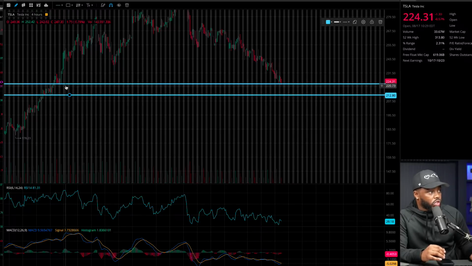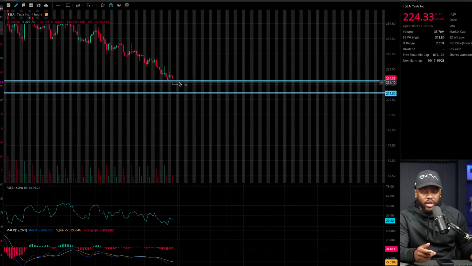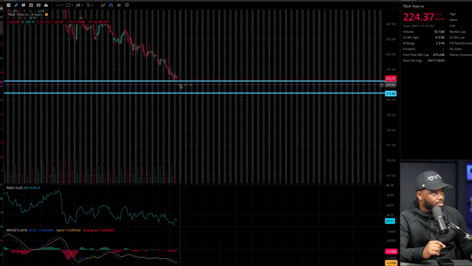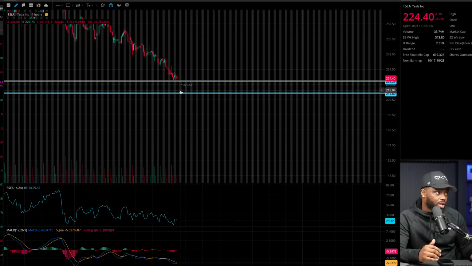The next one under it. So we break under this 420. And again, the puts to 410 are more likely to print if we break under that 420 and we don't get back above it, right? So if you see it break and you get a confirmation on a 4-hour time frame, oh yeah, here we go.